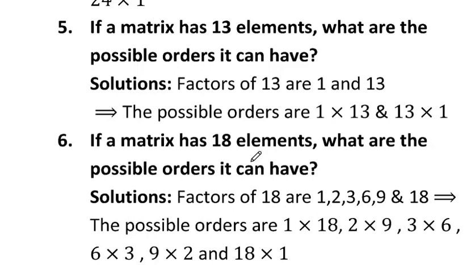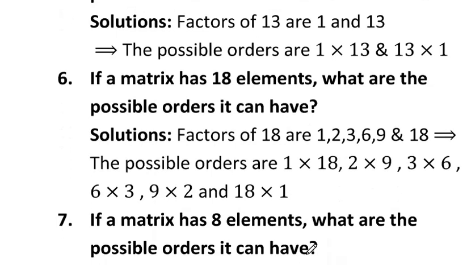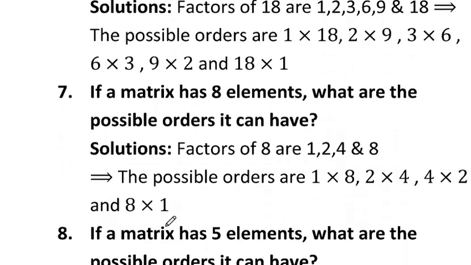The factors of 18 are 1, 2, 3, 6, 9 and 18. The possible orders are 1 cross 18, 2 cross 9, 3 cross 6, 6 cross 3, 9 cross 2 and 18 cross 1.